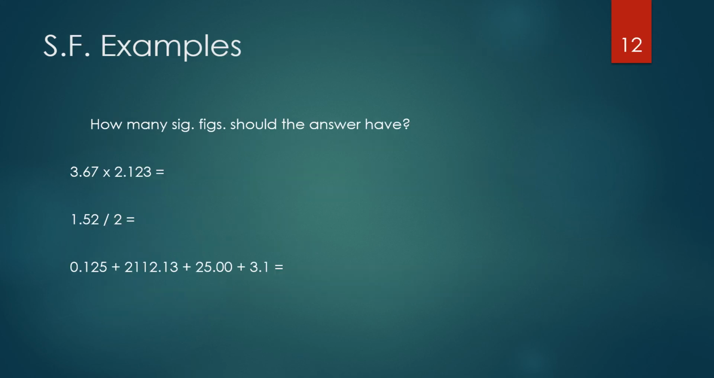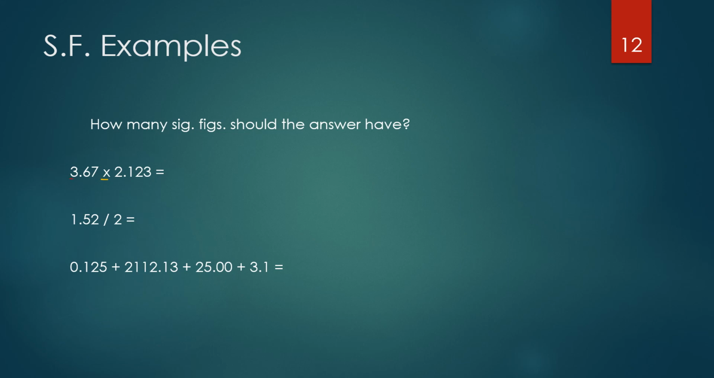All right, so let's apply those rules to some real-life examples here. So how many significant figures should the answer have for the following? So the first step, remember, is to look at what order of operation is being applied. So I'm going to go ahead and look at this first one here. We have 3.67 times 2.123. So we're using multiplication. So we're going to use the set of rules that apply to multiplication and division. And that set of rules says we're counting significant figures as a whole. So we want to look at each number that we're multiplying and count the total significant figures in that number.